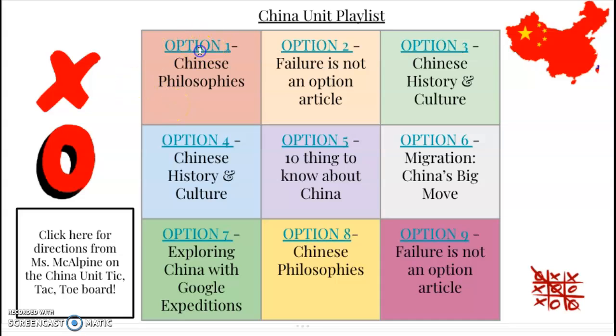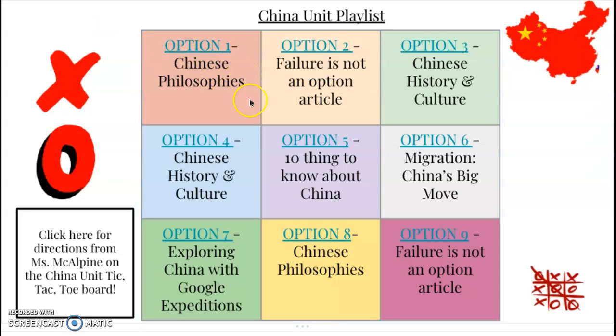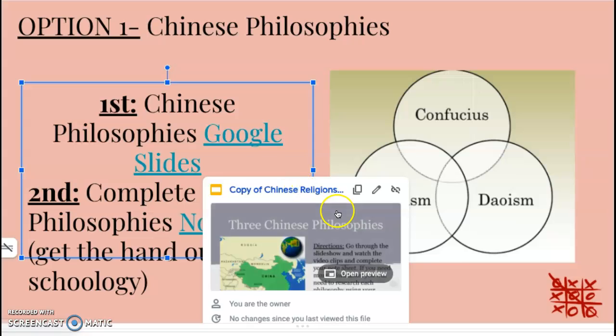So if you click on each one, let's say I'm going to do option 1, 5, and 9. Okay, so I'm going to do a diagonal one. So I'm going to start with option 1. When you click on it, it has directions for you and then it has links to things. Okay.